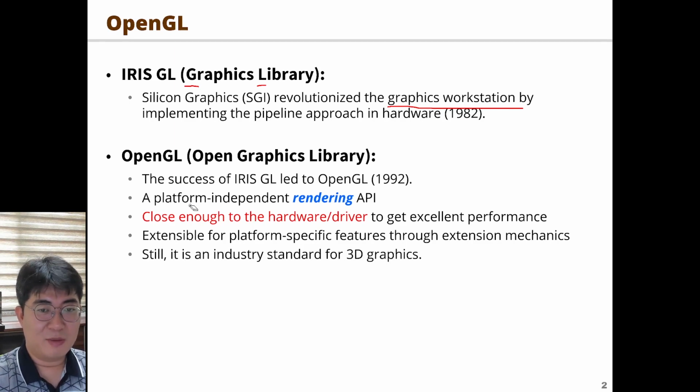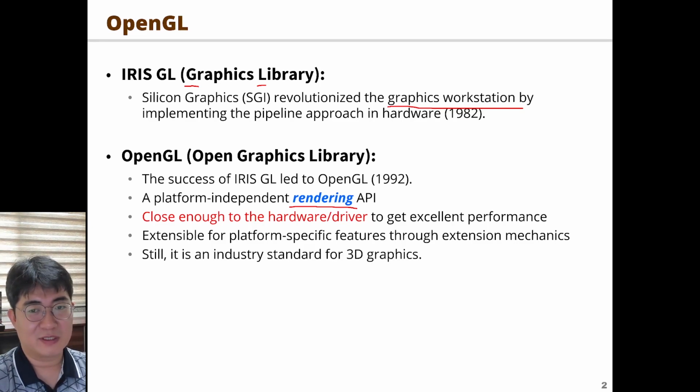OpenGL is basically a rendering API. Rendering, we don't have an idea yet, but let me simply explain. Rendering is making something encoded in the computer visible on the display. That is rendering. In rendering, we simulate some physics, including light sources, materials, objects, and further principles in physics. So that is called rendering.